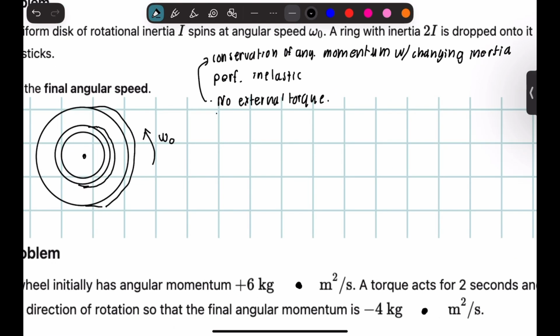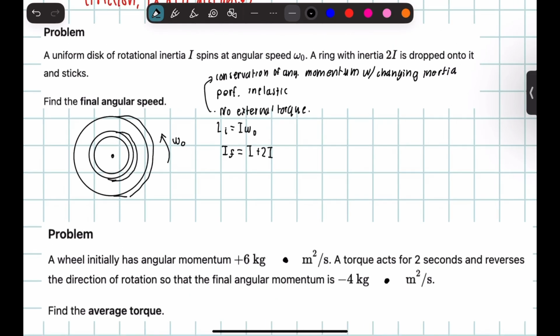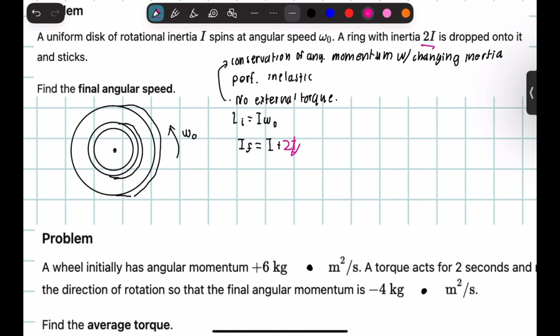So therefore we can write the initial angular momentum Li is equal to the inertia times the initial angular velocity, as is from the formula. And the final rotational inertia is just going to be the inertia plus 2 times the inertia, because that's where we get this from. That's 3 inertia. So then the final angular momentum is LF equal to 3I WF.